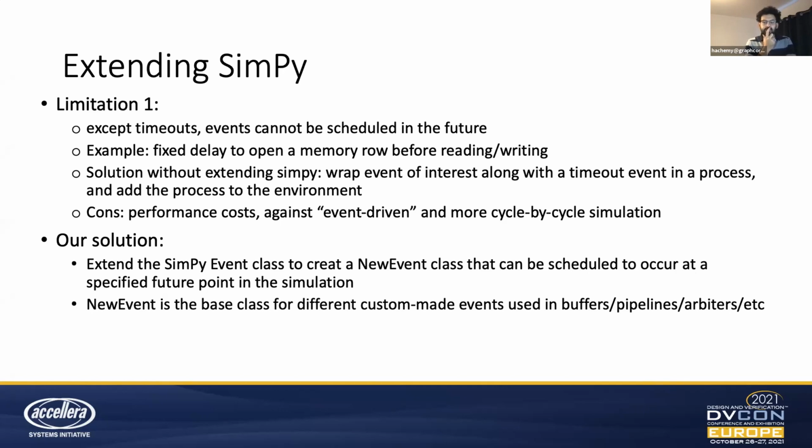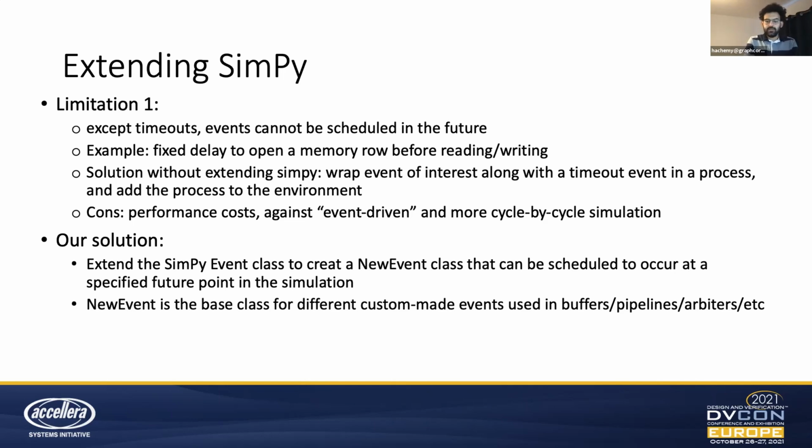So say, for example, you have a fixed delay to open a memory row, after which you can read that memory row. SimPy natively doesn't allow events to be scheduled at a future time, except for a single event called a timeout event. This is quite similar to the wait function in SystemC, but here, for the timeout in SimPy, you can actually specify how long you want to wait before this event is triggered.